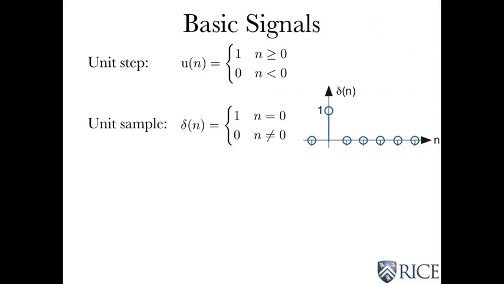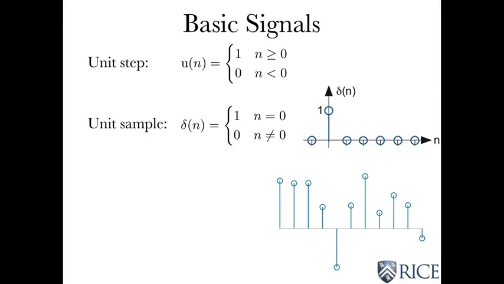Here's a new basic signal that we didn't have in the analog world called the unit sample. And this one is very simple. It is 0 basically everywhere except at the origin where it's 1. That's why it's called a unit sample, because it looks like it's one value. Okay, and it's going to be written by delta of n. Now, here's the reason we talk about the unit sample.